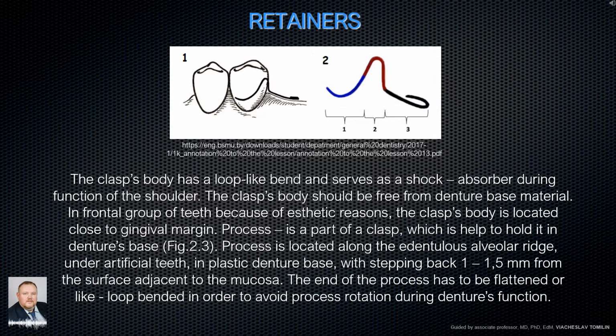The process is a part of a clasp which helps to hold it in the denture's base, Fig. 2.3. The process is located along the edentulous alveolar ridge, under artificial teeth, in the plastic denture base, stepping back 1 to 1,5 mm from the surface adjacent to the mucosa. The end of the process has to be flattened or bended like a loop in order to avoid process rotation during denture's function.